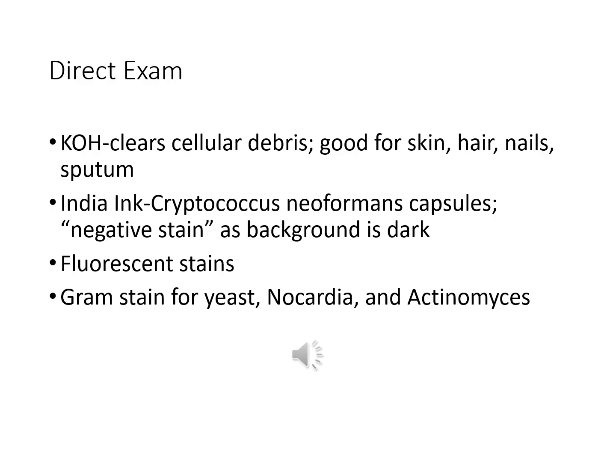Cryptococcus neoformans is a yeast, and we use a negative stain called India ink. For Cryptococcus neoformans, usually your specimen of choice is going to be cerebrospinal fluid. So we have a dark background with a clearing and a halo around the fungal element when you have that type of specimen. You could also use fluorescent stains. We can also use Gram stains.